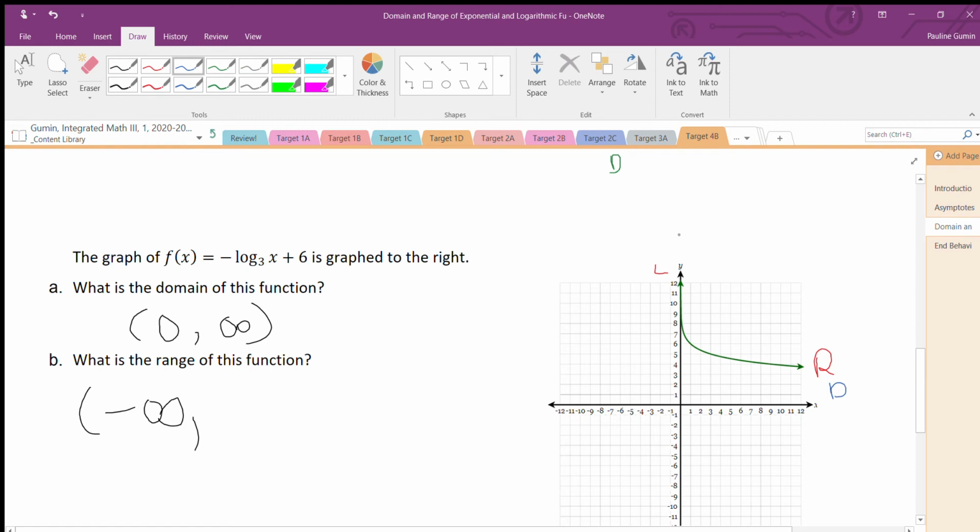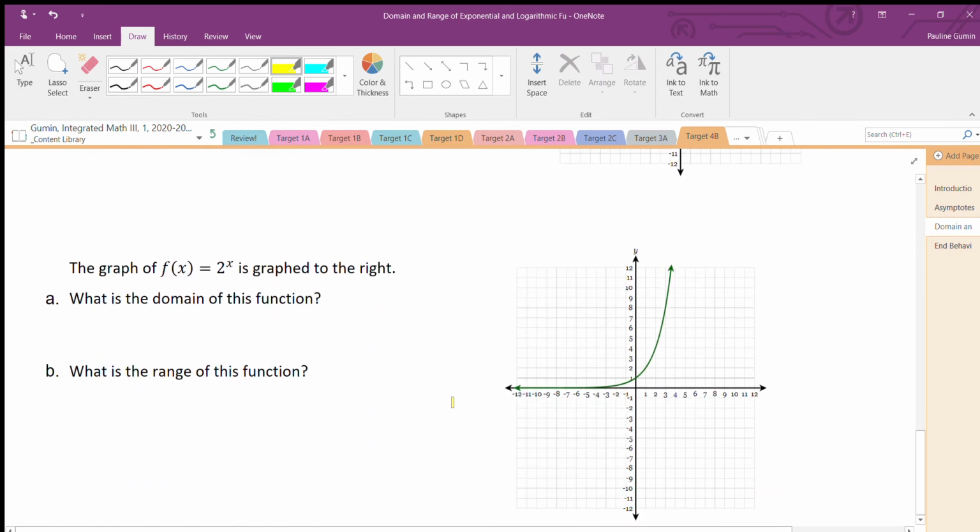Right, let's see where it's going up. Well, it's going up over here, and it looks like it's just going up. So, positive infinity. And let's see, is this an increasing or decreasing graph? I'm going to trace it with my highlighter. Decreasing. All right, one more graph.